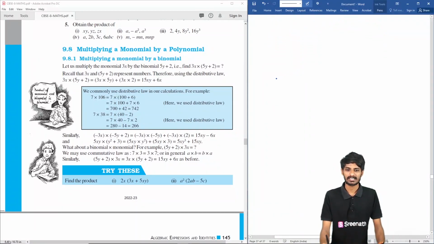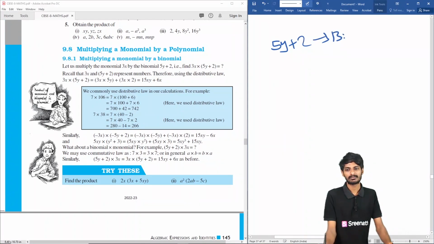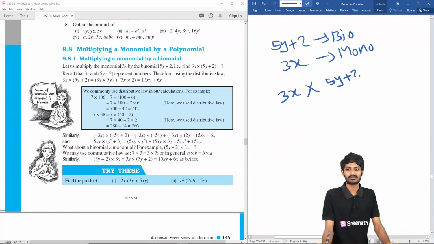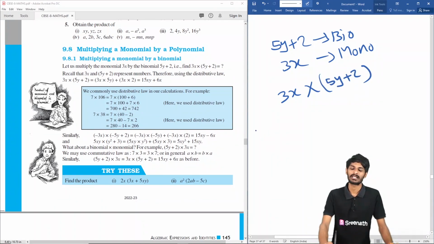So how to do this task? Here we are taking a binomial which is 5y plus 2. It is the binomial. And we are taking a monomial which is 3x. This is the monomial. Okay, students, and we are going to multiply the monomial with the binomial, which is nothing but 3x into (5y plus 2). It is the multiplication, and this is the multiplication symbol.